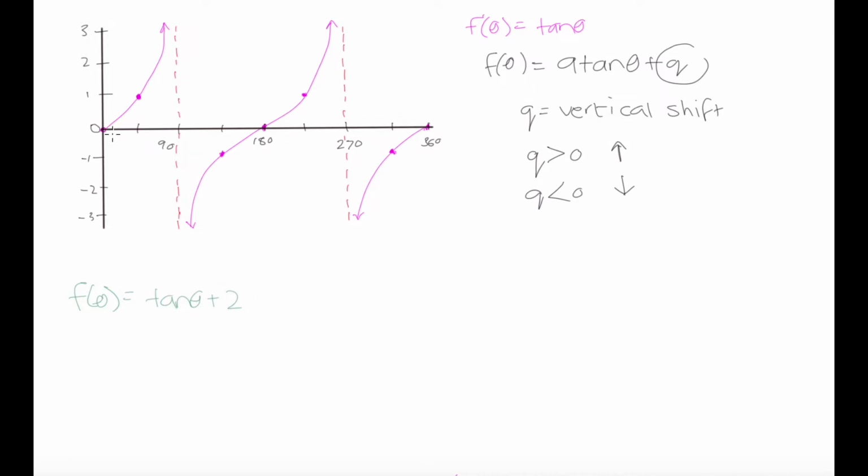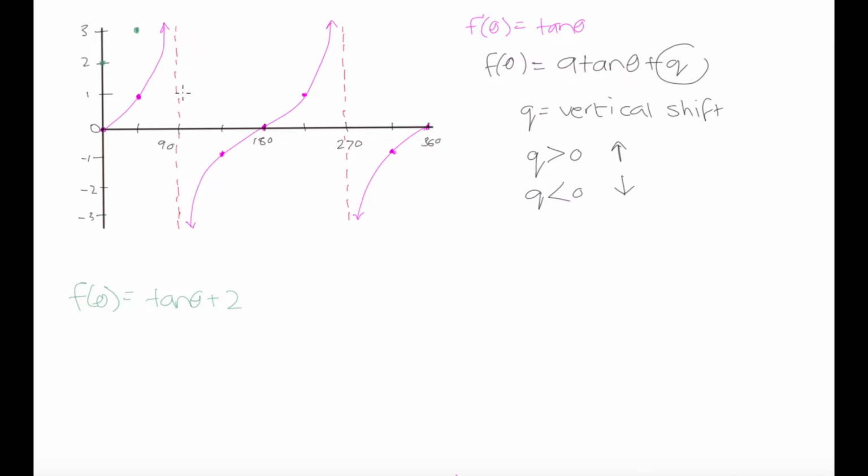So here where we have 0, it's going to become 0 plus 2. So this point, instead of being a point at 0, is going to be a point at 2. So we're going to write down our first point right here. Now here at 45 degrees, where our value of tan of 45 was equal to 1, now we're going to get 1 plus 2. So here it's going to become 3. So that means that our point is going to move up here.